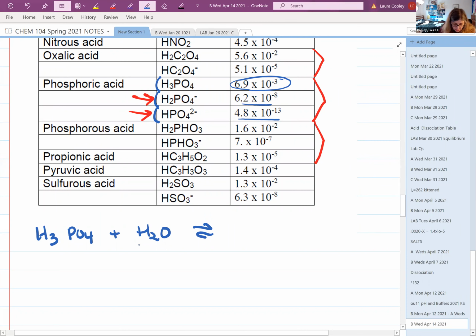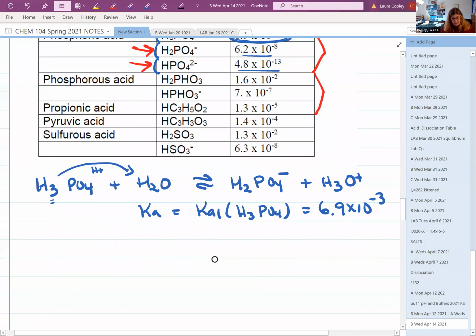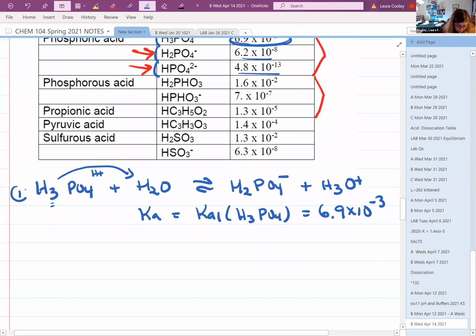So here is the first acid dissociation. This guy gives up a proton to water, and you lose a proton here. So you are H2PO4 minus because you've given up a positive. And the Ka for this, I call it Ka1. It's the first dissociation, and it's a bigger number, 6.9 times 10 to the -3. So that's pretty strong, like I said, for a weak acid. So that's releasing the first proton.